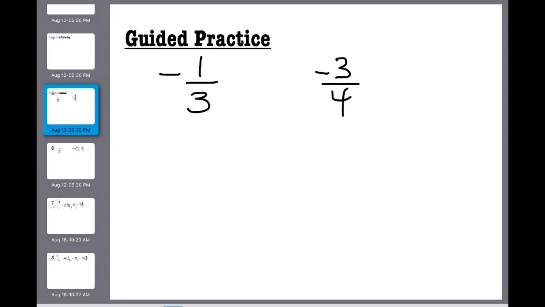If you change them to decimals to compare them, I want that work on your desk to go with it. Don't erase the work, so that as I go over it up here, you can compare your method. If you plot it on a number line, I want you to leave that work on your desk with the answer. So let's pause the video and try this problem on our desk.